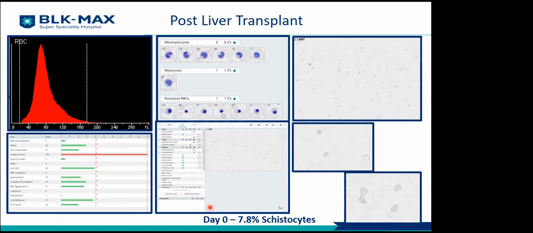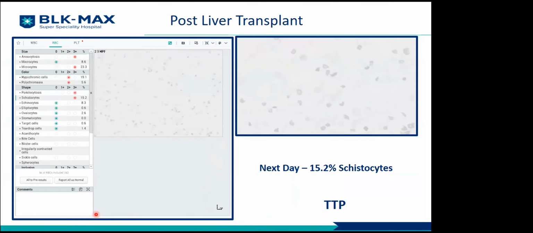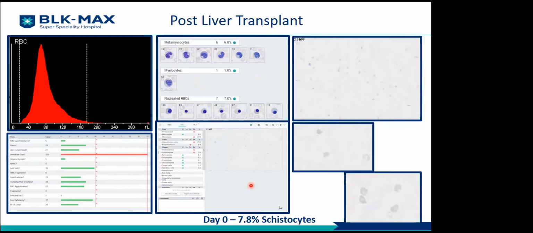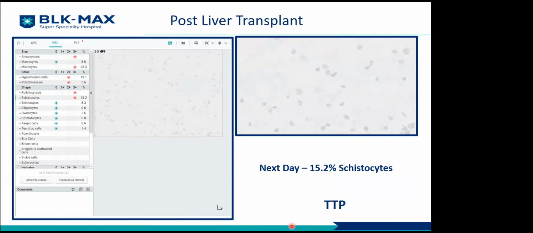Now, in this particular case, the patient had on day 0 presence of 7.8% fragmented cells. When we went on to day 2, you can visually also see that the number of fragmented red cells have increased, and they have risen to about 15.2%. And this was a case of post-transplant TTP. Generally, it's very difficult to treat such patients, but it's important for us to identify them. Therefore, having a digital morphology platform gave us a very nice insight, from 7.8% of fragmented red cells to 15.2%, telling us that the patient was actually not doing well, he was deteriorating.